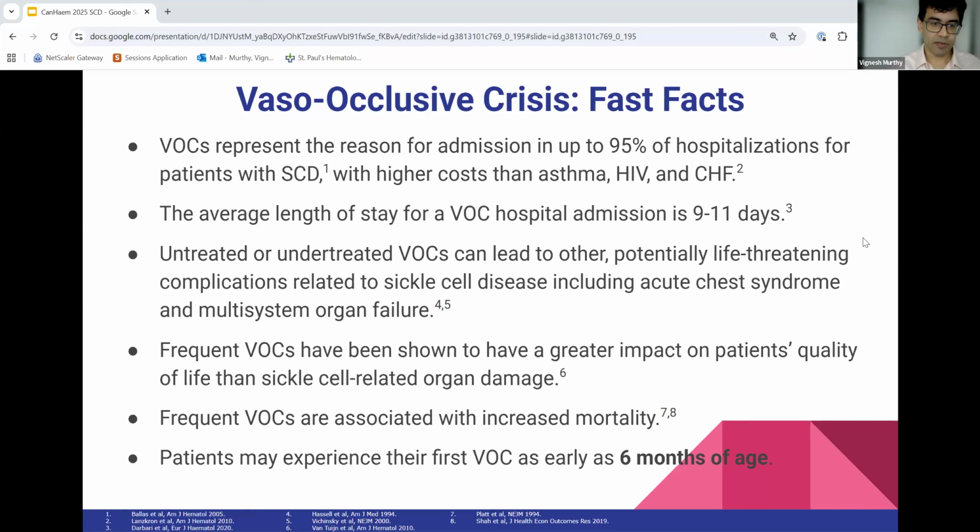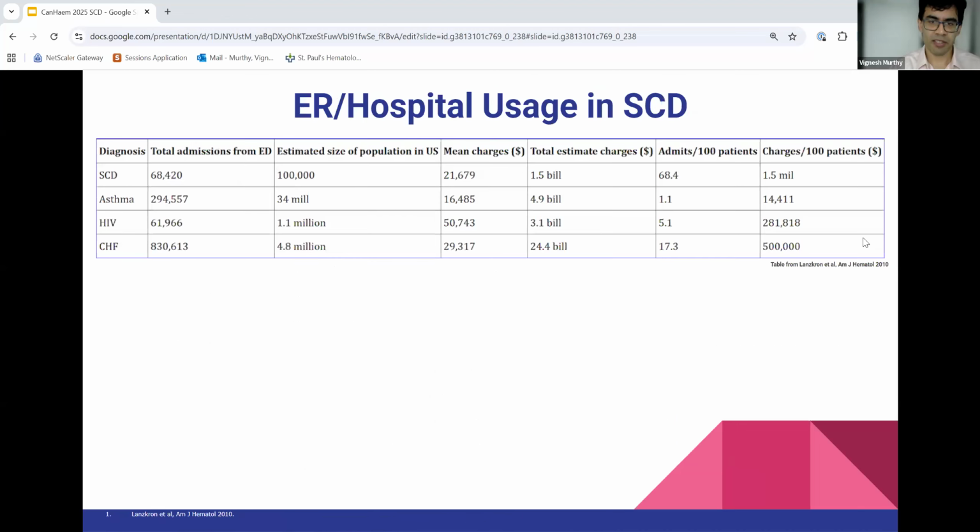And frequent vaso-occlusive crises have been shown to have a greater impact on patients' quality of life than sickle cell-related organ damage. And of course, they're also associated with increased mortality. And perhaps the saddest fact here, honestly, to me, is that patients with sickle cell may experience their first pain crisis as early as 6 months old. It's very hard to think about a little infant with such severe pain.